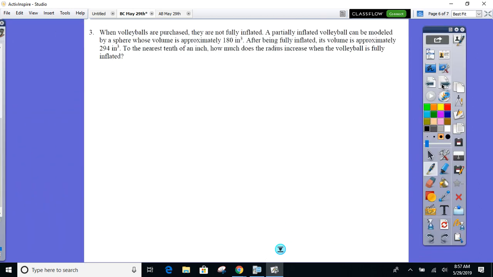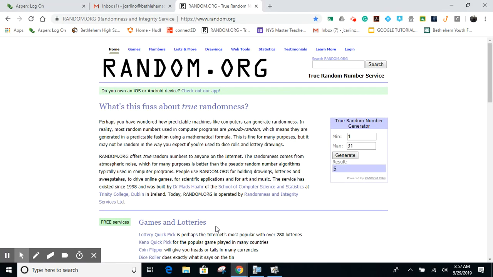Volleyballs. They are not fully inflated, FYI, when they are purchased. Volume of the partially inflated is 180, and the fully inflated would be 294. What's the difference in their radii? I'll meet you back here in 3 minutes. Go ahead, discuss it within yourselves or your group.